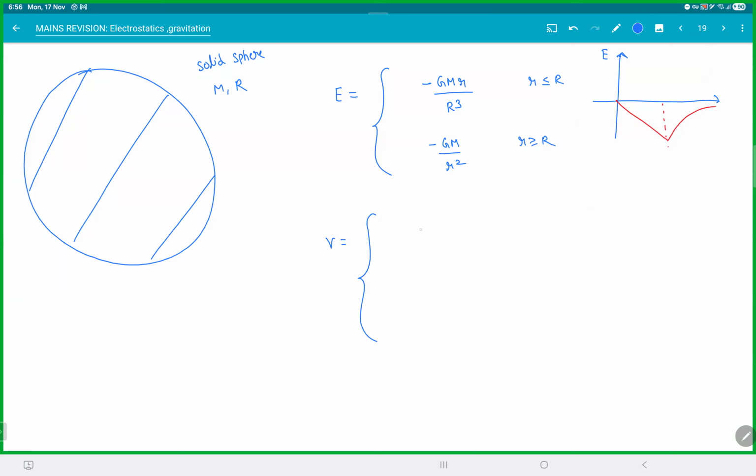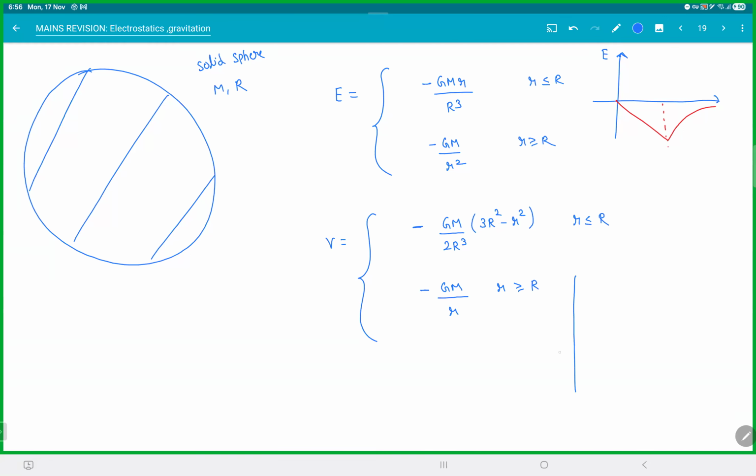The potential formula will be minus GM by 2R cube, 3R square minus small r square. Most messed up formula. So definitely mug it up. There have been questions where they asked you this result directly. Outside, minus GM by r.